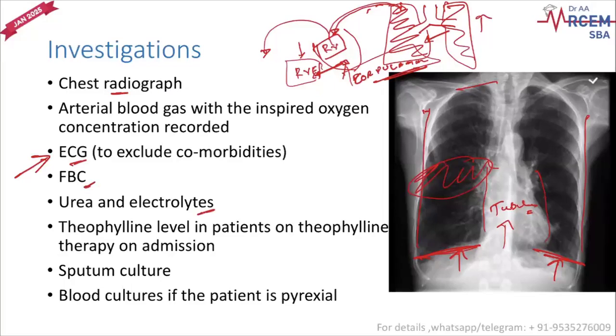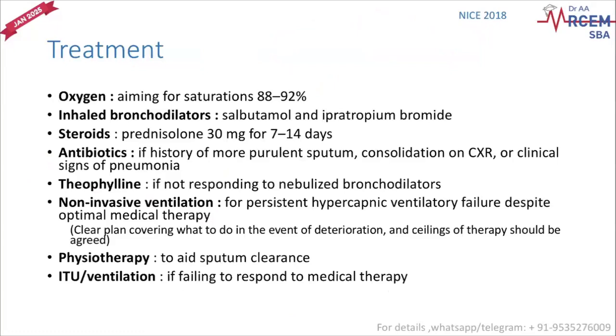Full blood count, urea and electrolytes, mainly for the pneumonia. If they are on theophylline, it has a narrow therapeutic index. That's why you need to get theophylline levels done. Theophylline is commonly used in a COPD patient, so get theophylline levels done if they are on it. If they have a productive cough with yellowish sputum, then get a sputum culture done. If the patient has fever, add blood cultures too.